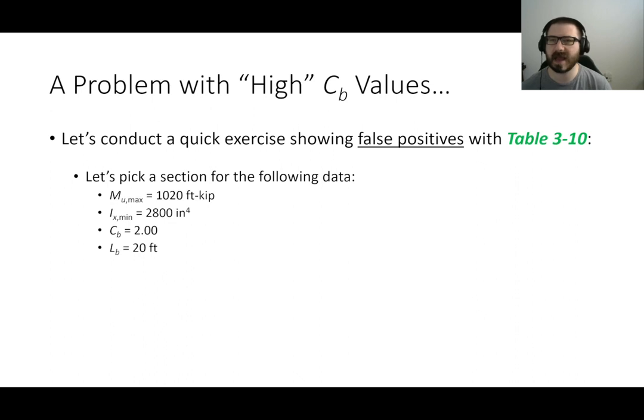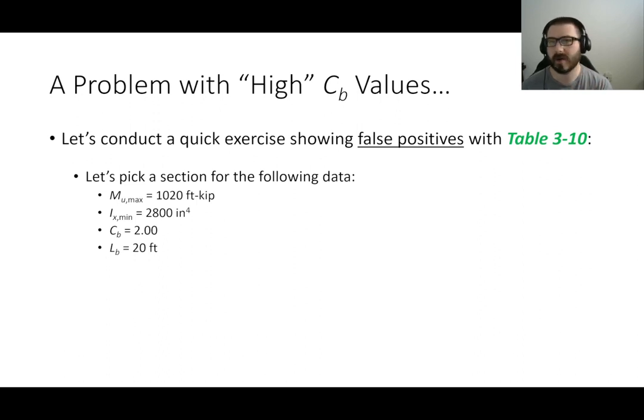So let's say I've analyzed a given beam, and I've found that the maximum moment is, let's say, 1,020 foot kips. I know that I need a moment of inertia of 2,800 inches to the fourth. I know that my Cb value is 2, which is a pretty high value. And our unbraced length is 20 feet. There's nothing really magic about these values. They will help illustrate the issue with high Cb values.